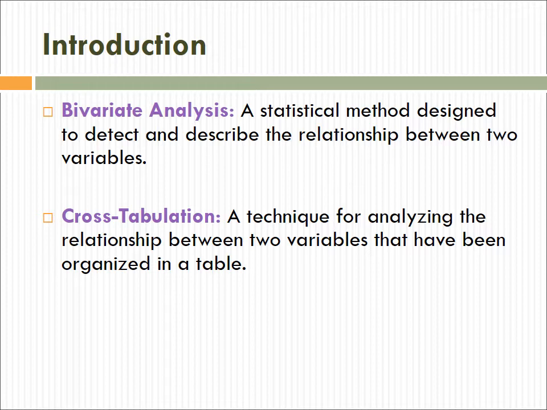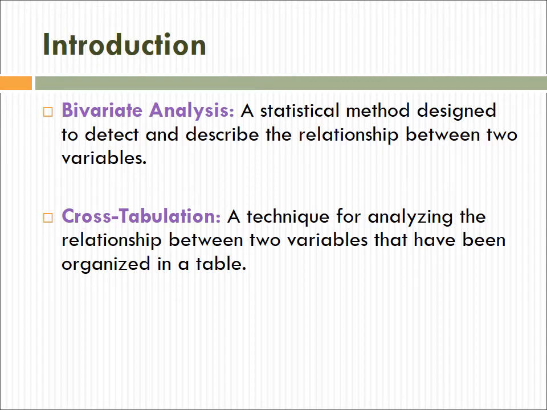As I said before, bivariate analysis is a statistical method designed to detect and describe the relationship between two variables. Chi-squares, t-tests, and ANOVAs are examples of bivariate analysis. Measures of association such as lambda, gamma, and Pearson's r are also examples of bivariate analysis. And a tool or technique is the cross-tabulation. It's a technique for analyzing the relationship between two variables that have been organized in a table.